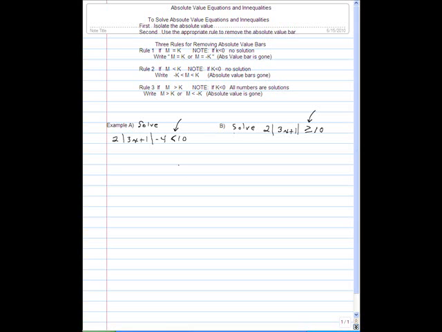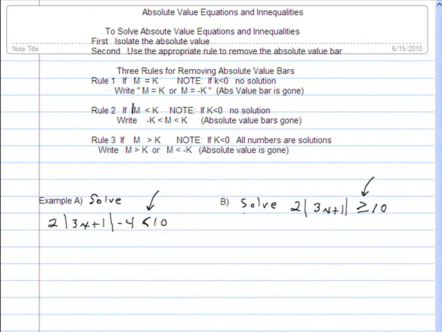We know we can't solve for x until we get x out of this grouping symbol. So we've got to get rid of that grouping symbol, the absolute value bar, and we discussed last time the three rules for removing the absolute value bar. Now this is case 2, rule 2. What happens in rule 2 when you have the absolute value of m is less than k?